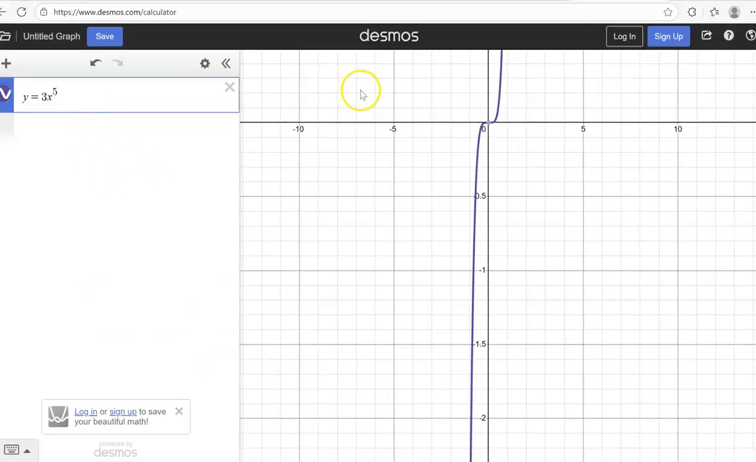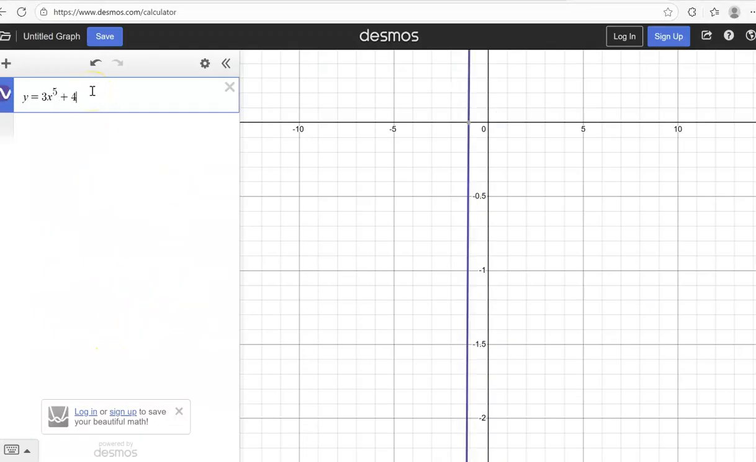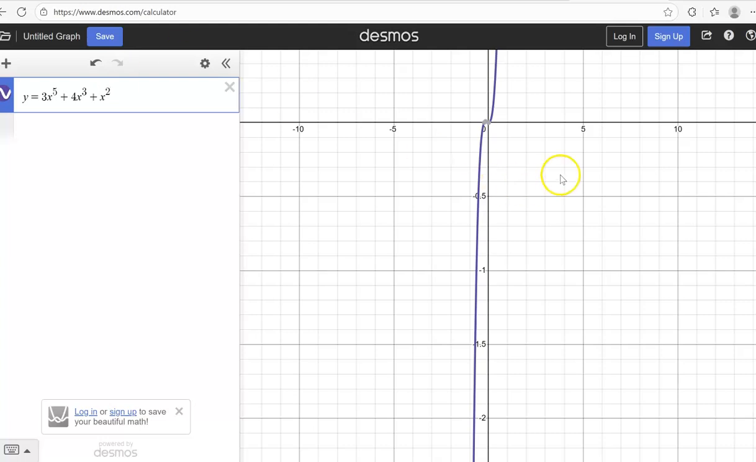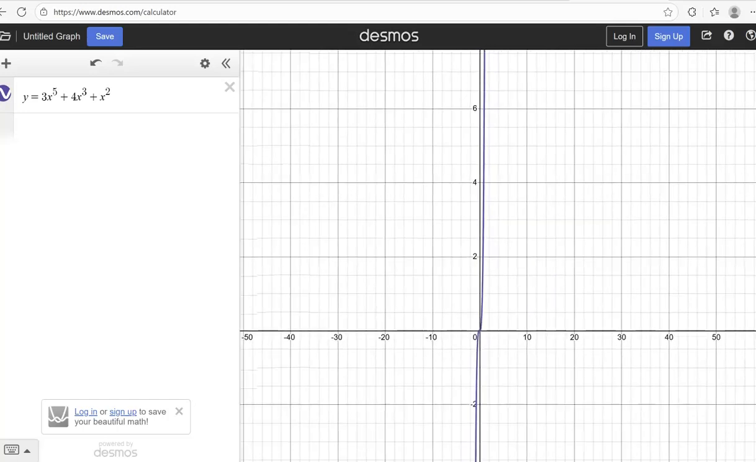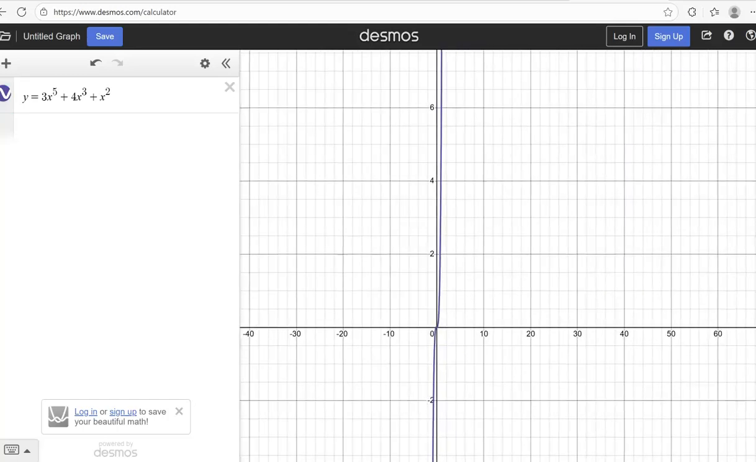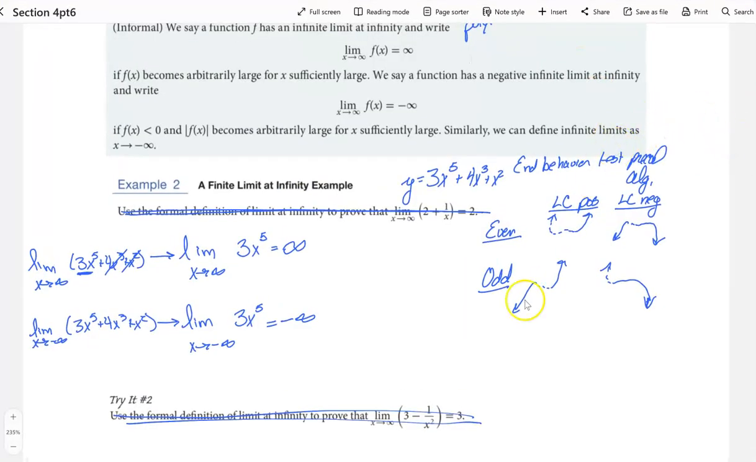Let's show that on the graph. I've already forgotten what I wrote. 4x cubed plus x squared. And you can see our graph agrees with us. As x gets larger and larger, those y values are getting larger and larger. And as x gets smaller and smaller, those y values are getting smaller and smaller.